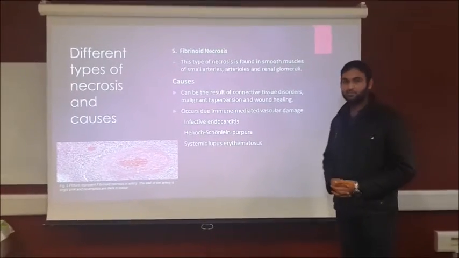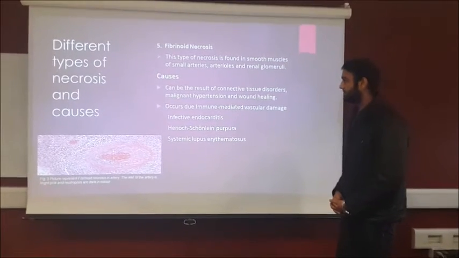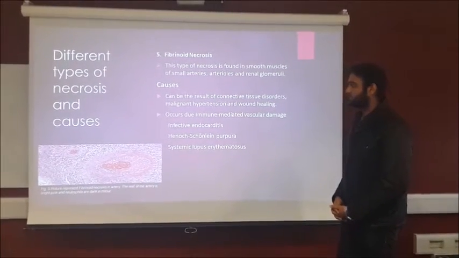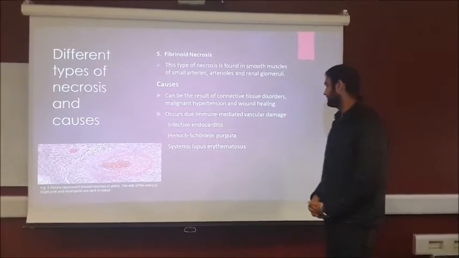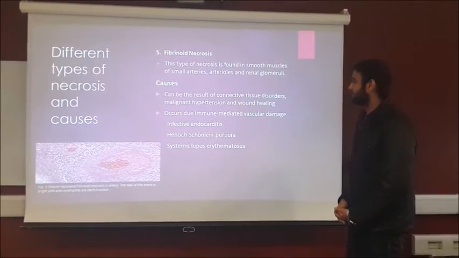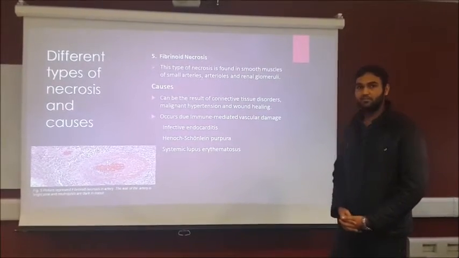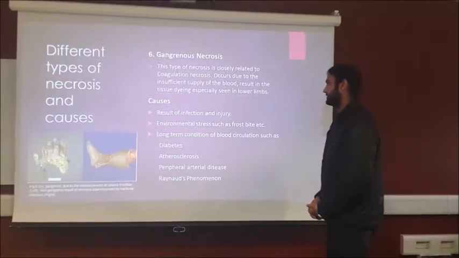The other type of necrosis is fibrinoid necrosis. This can be seen in various arteries, veins, and capillaries. And immune-mediated vascular damage can be the reason for this type of necrosis. And connective tissue disorders and hypertension are also causes.